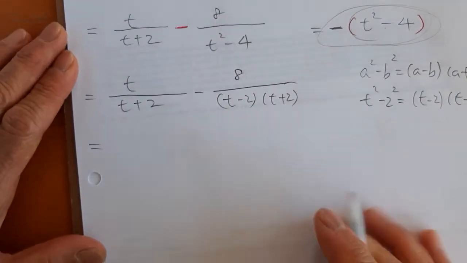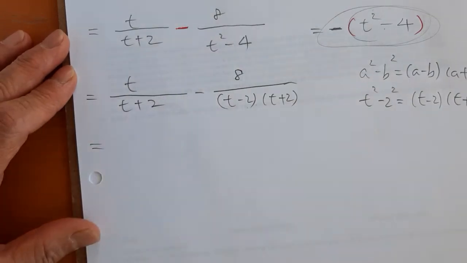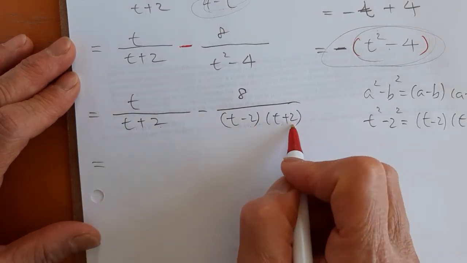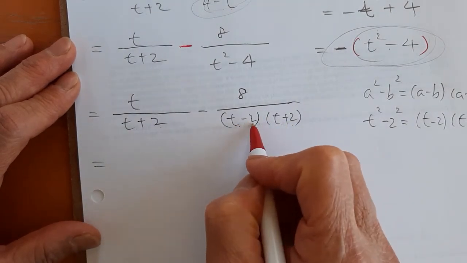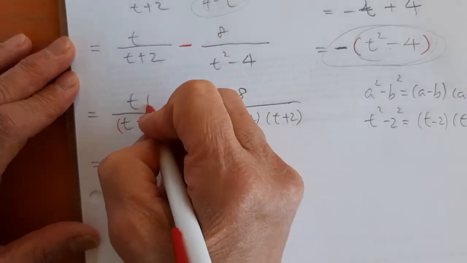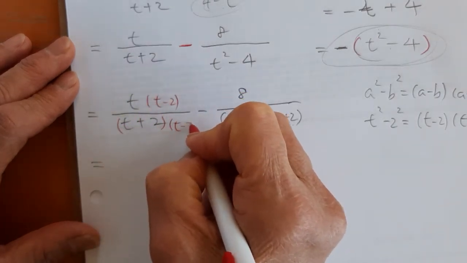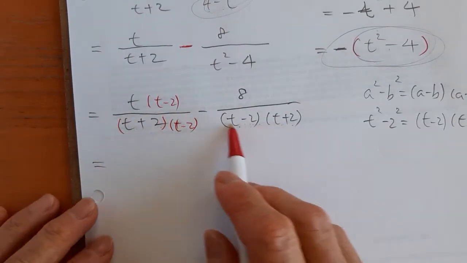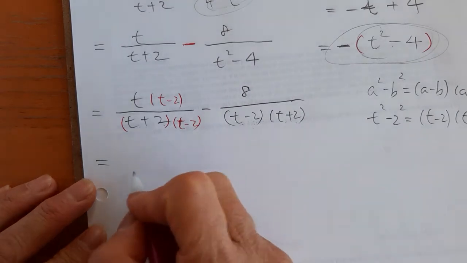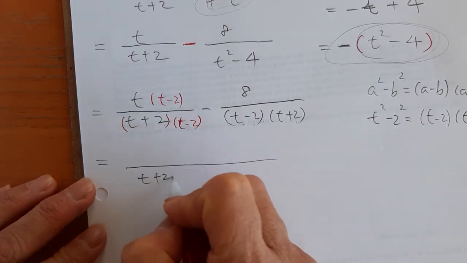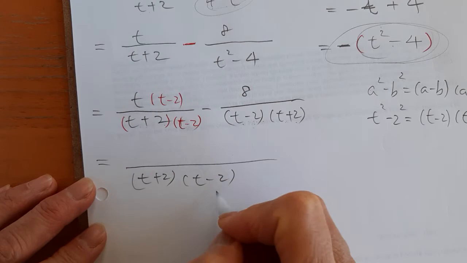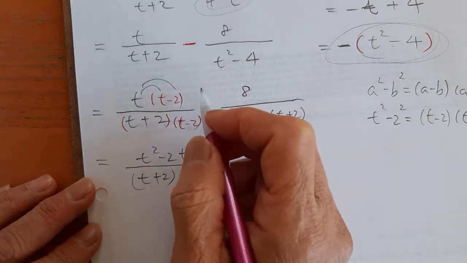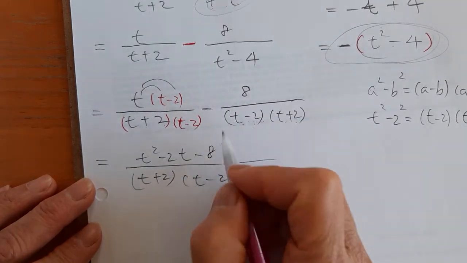And then the two need to have the same denominator. So find the LCD. Here has t plus 2, here has t plus 2, and this one has t minus 2. So in order to get the same denominator, multiply both numerator and denominator by t minus 2. Now they have the same denominator, t plus 2, t minus 2. Distributing the numerator, we get t squared minus 2t, then minus 8.